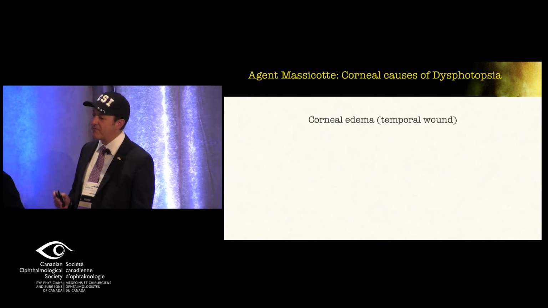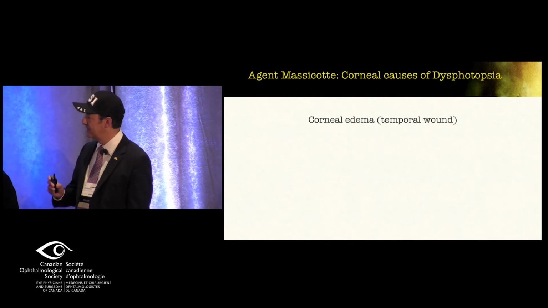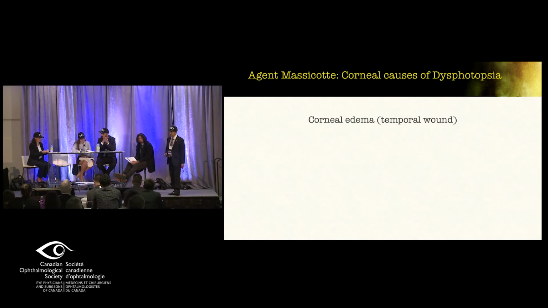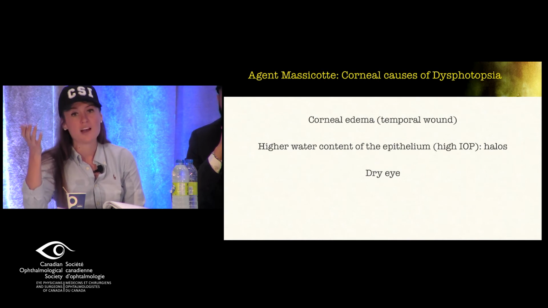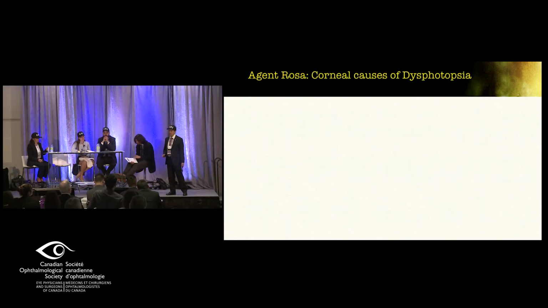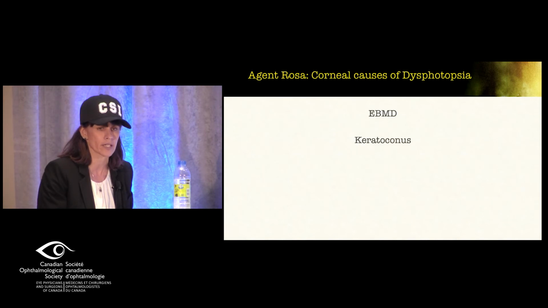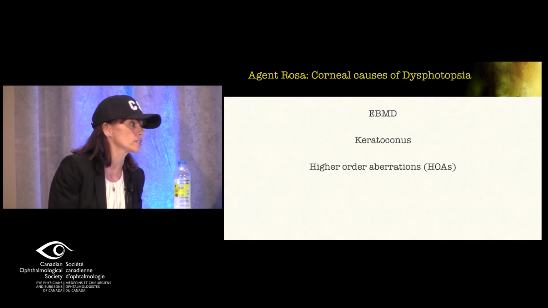Agent Massicot, what are some of the corneal causes? So everybody agrees now we're sort of narrowing it down to the corneal causes of dysphotopsias. They can be caused by corneal edema from the wound or from high pressure. Of course, dry eye is always a classic suspect. Okay, so you've got these three cases: corneal edema, high water content, dry eye. What about Agent Rosa? Well, just like when looking at toric IOLs and looking at the cornea, you want to look for epithelial basement disease that can be going on. You really want to look for keratoconus or even a form fruste of keratoconus that can be occurring, and any higher order aberrations that may be there.